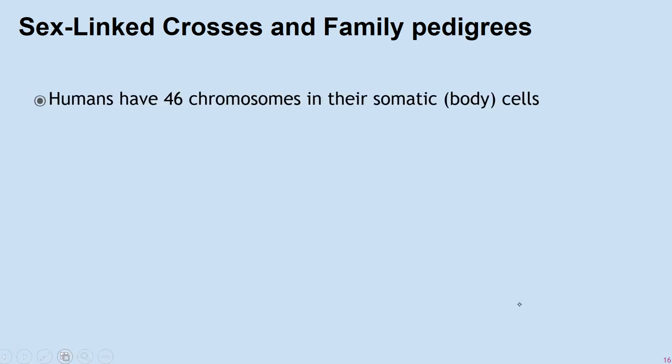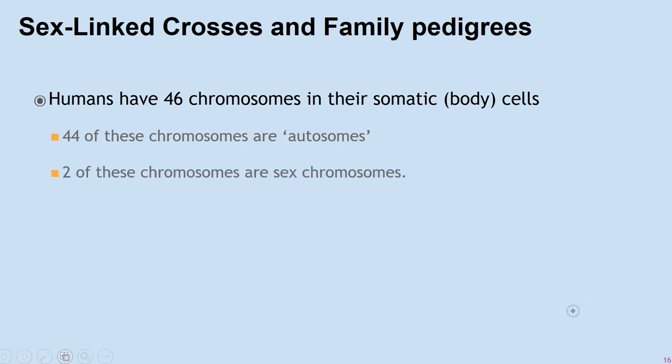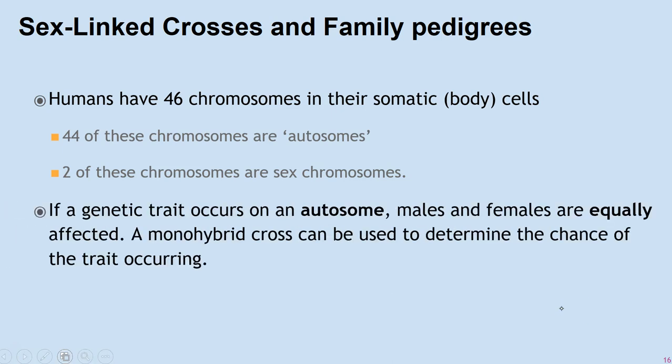So, as we've talked about before, humans have 46 chromosomes in body cells, okay, and 44 of these are autosomes, or chromosomes that are specifically for the body, and 2 of these are sex chromosomes, so our XX or our XY. So if a genetic trait occurs on an autosome, then males and females are equally affected, because if it's on chromosome 1 through 22, males and females get those in the same kind of ratios.